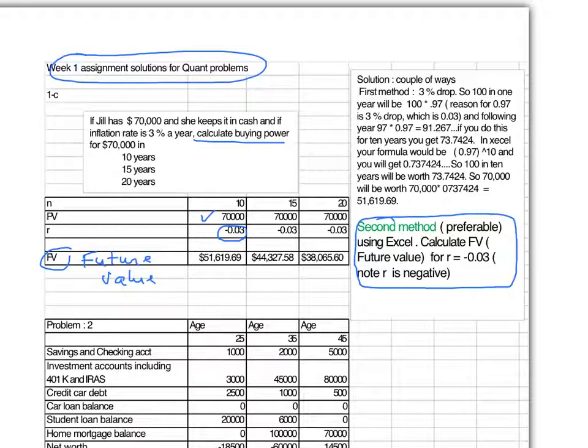If I'm putting $70,000 in a bank and it gives me 3%, obviously I would put 3% as positive. But because inflation is depreciating the value of our $70,000, the number is negative. So in 10 years, the buying power will only be 51,619. At 15 years, and 5 years even longer, it is obviously worth even less. By the time you get to 20 years, it's down to almost half, 70 is almost half, to 38,000. Okay, that's the way you will do it.